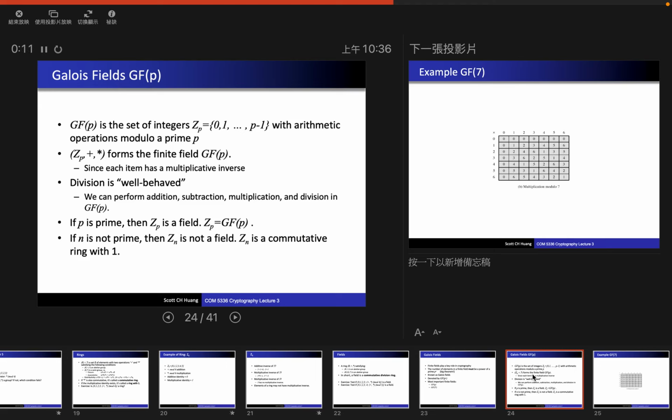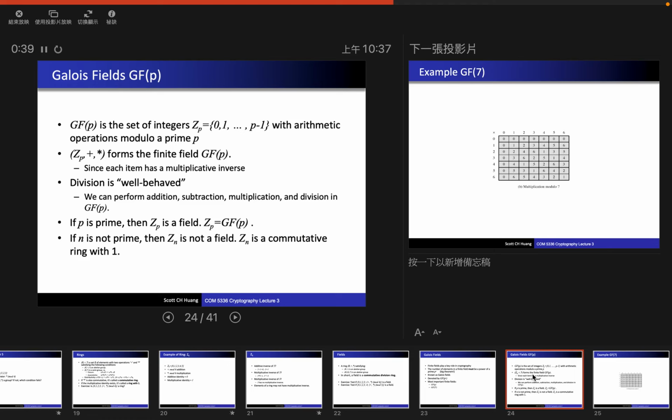So every element other than 0 has a multiplicative inverse. That is, we call the division well behaved because we can perform all four operations, addition, subtraction, multiplication, division in GFP. If this P is not prime, then it's not a field. It's a commutative ring with unit, with 1.